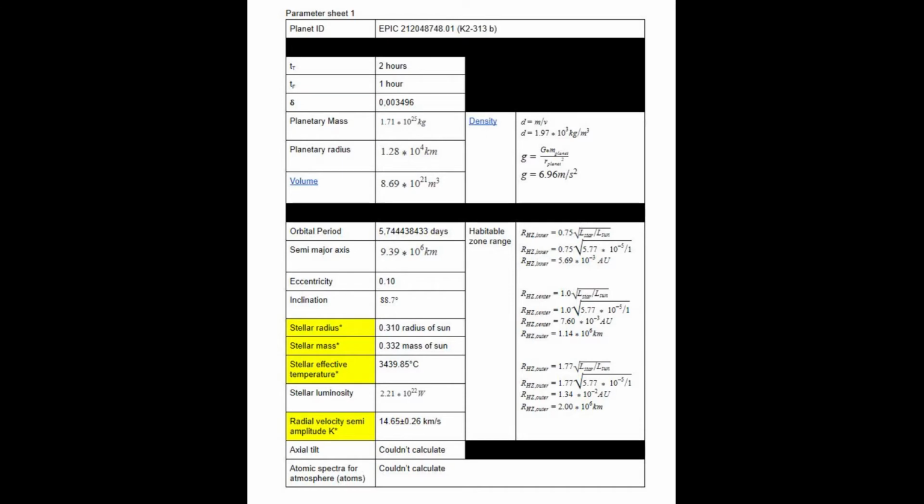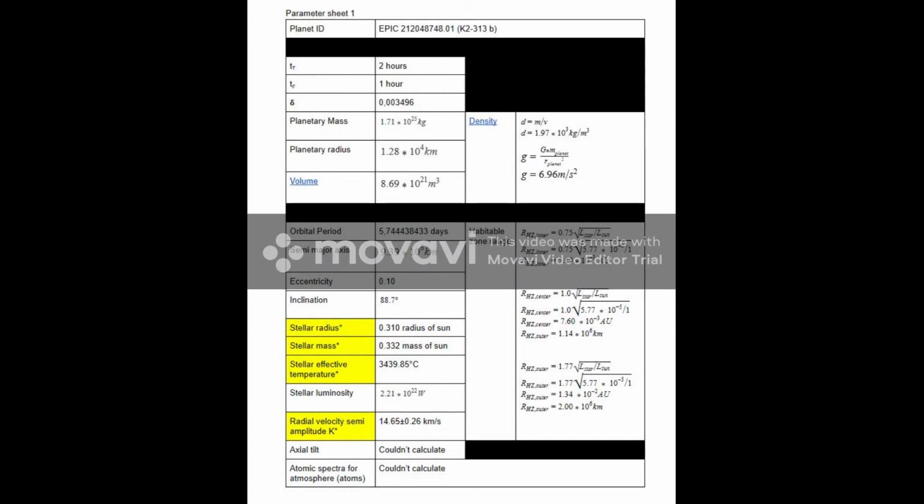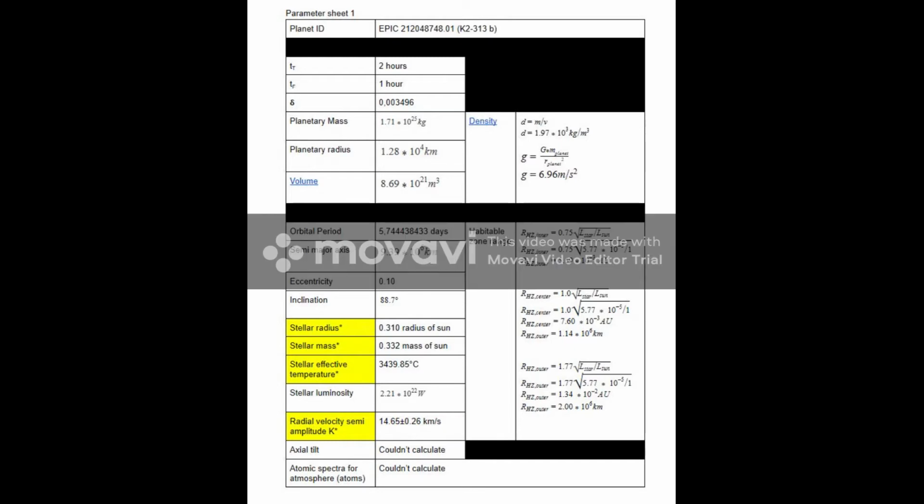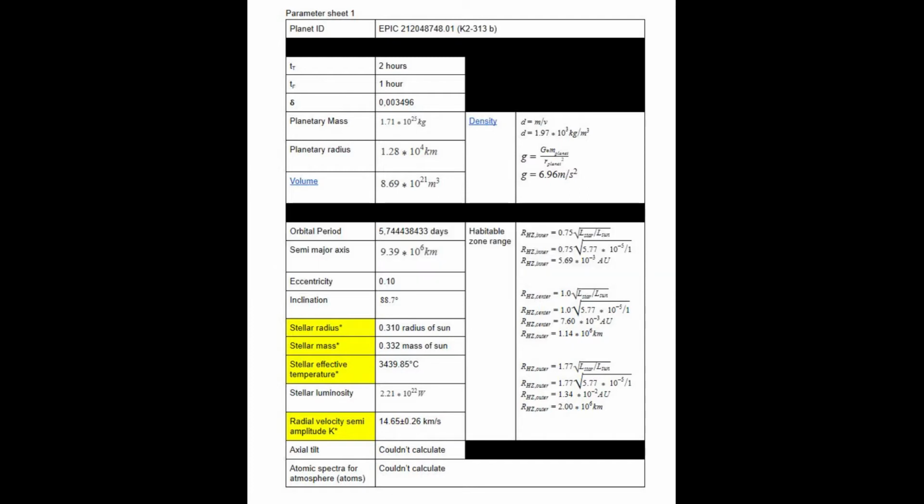Afterwards, we have its orbital period, so it's equal to 5.7 days. The orbital period is the amount of time it takes for our exoplanet to make a full rotation around its star. So it takes 5.7 days to do a full rotation. Then we have the semi-major axis, which is the distance between our exoplanet and the star.